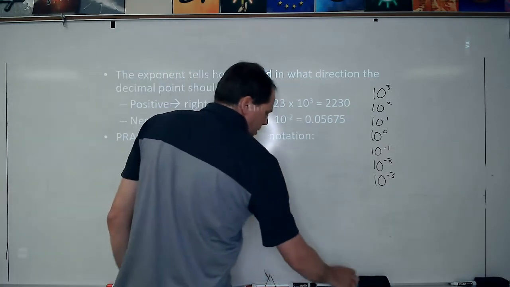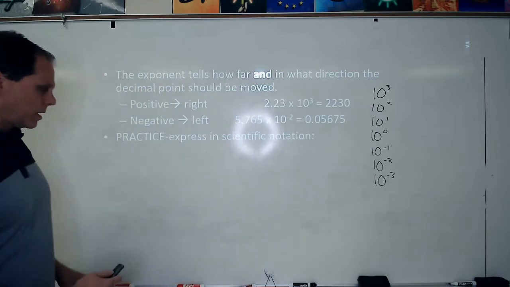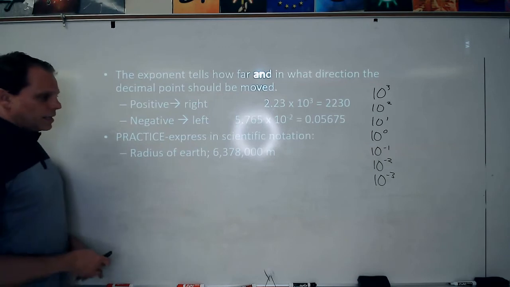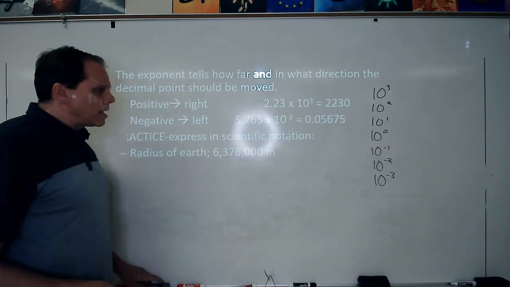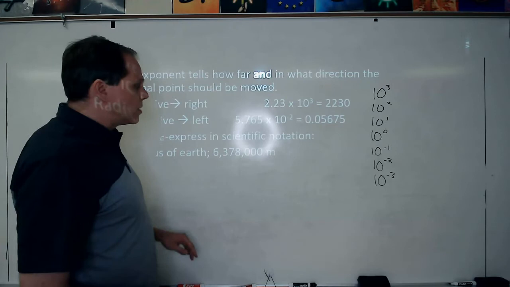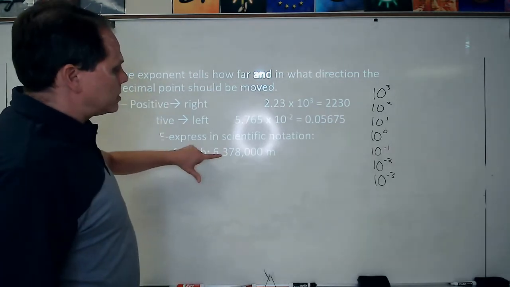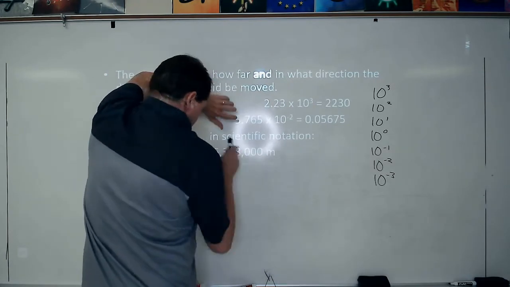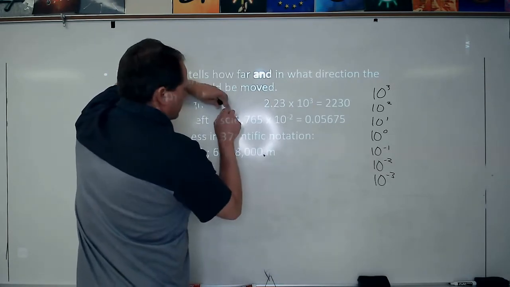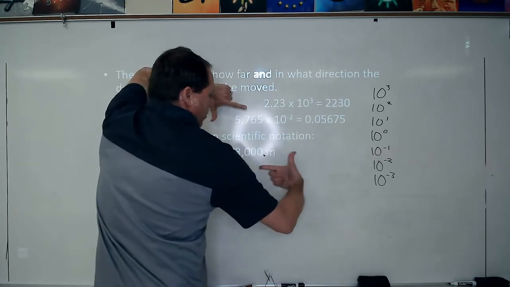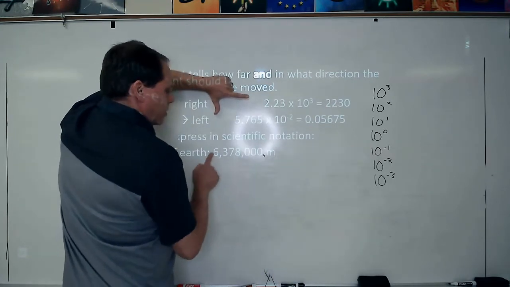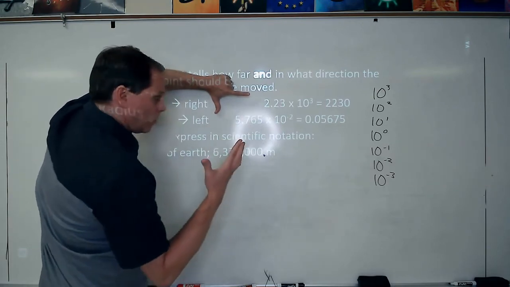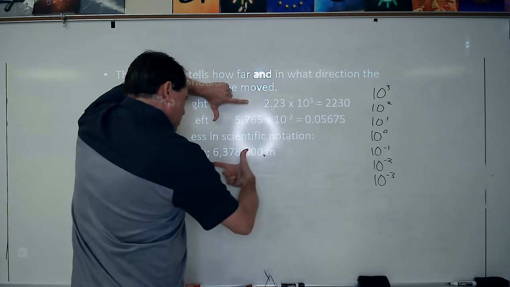So let's practice and express some of these in scientific notation, and then we'll practice with those little finger motions. The radius of the Earth, 6,378,000 meters. If I want to put that in scientific notation, I need to take my decimal point. Where's my decimal point starting, right? The decimal point starts right here at the end of the number. And I've got to move that decimal point in this direction because I want to have only one number to the left of my decimal point. This final number needs to be somewhere between 1 and 10, right? And so I'm moving it this direction.